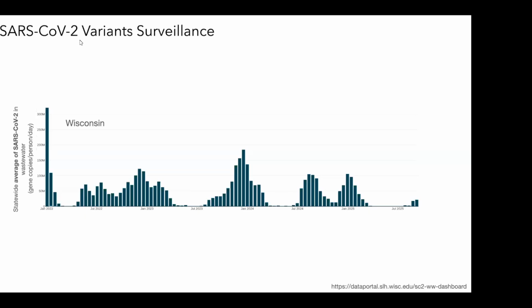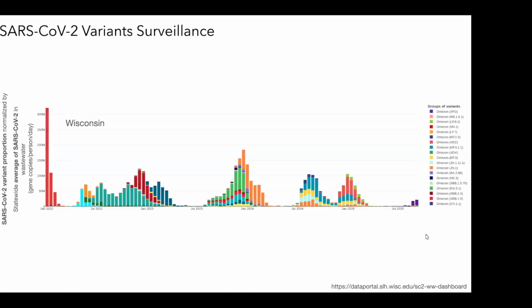In wastewater, when we do the regular quantification surveillance, we have information about the prevalence of a disease across time. So here you have the statewide average of SARS-CoV-2 in wastewater, expressed by gene copies per person and per day in Wisconsin. So here in January 2022 was the Omicron wave, and then you had different waves across time. It does not inform how many people are sick, but it does not inform about an important information, which is which variant are actually circulating.